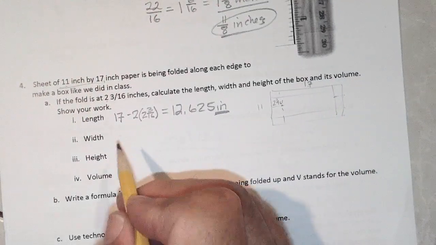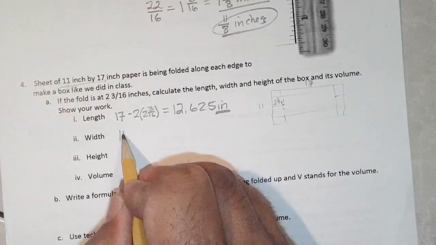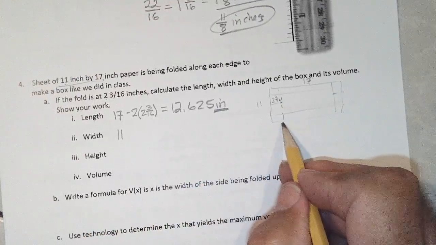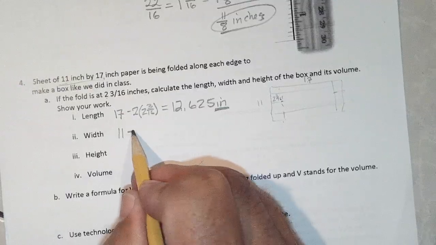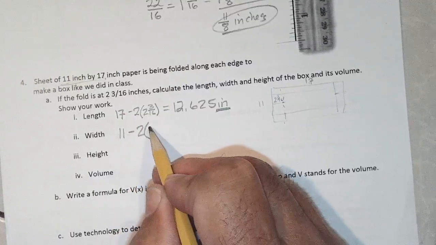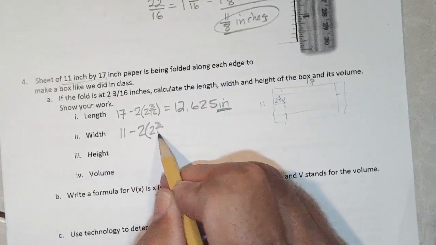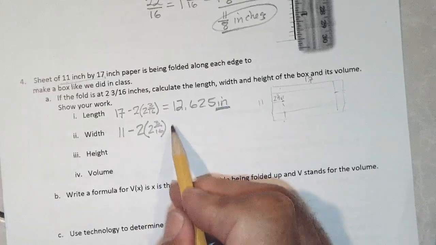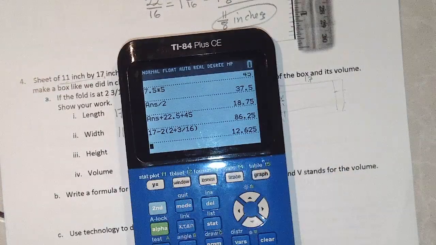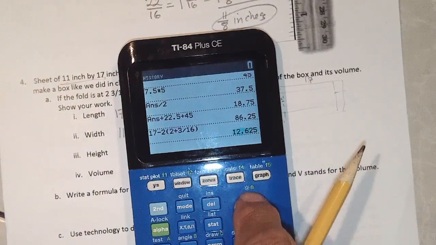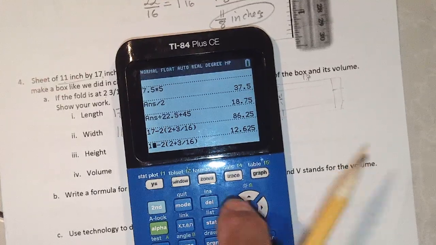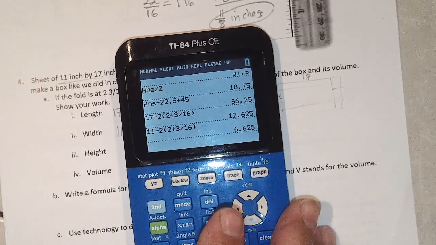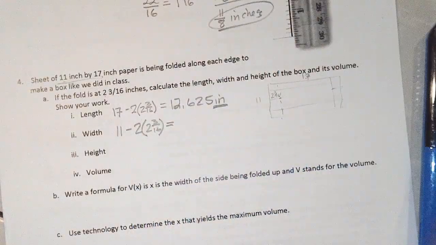Width. Well, that would be 11. 11 minus 2 and 3/16 and 2 and 3/16. So minus 2 of these 2 and 3/16. So I can just go back and change the 17 to 11. And I get 6.625.